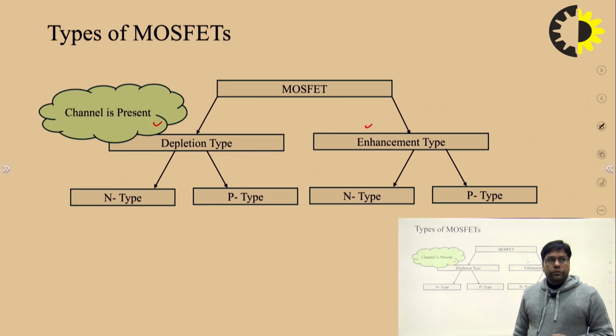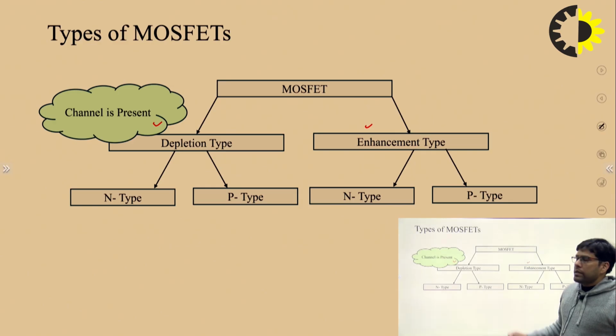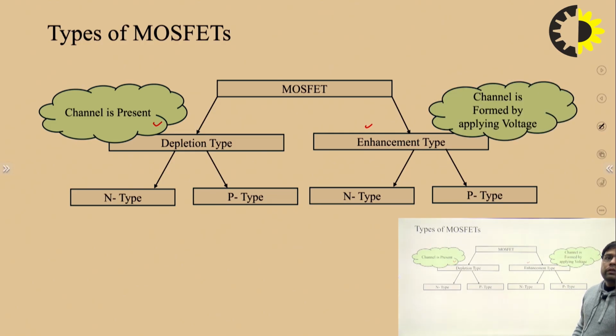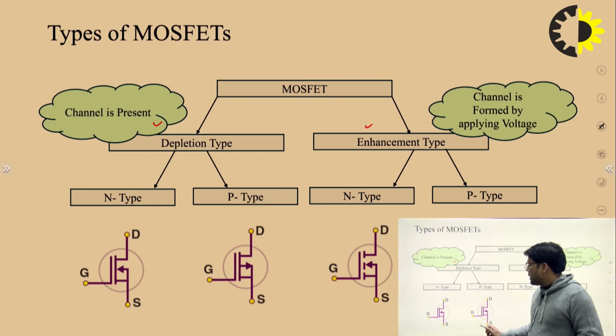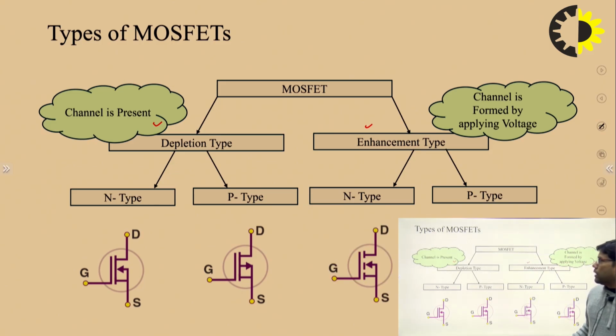As you can see, in the depletion type MOSFET a channel is present, while in the enhancement type MOSFET there is no channel present. So you need to form a channel with the help of voltage. These are the symbolic representations of depletion type MOSFET. You can see this is an N type MOSFET, and this one is a P type depletion type MOSFET, and these are the symbolic representations of enhancement type MOSFET.